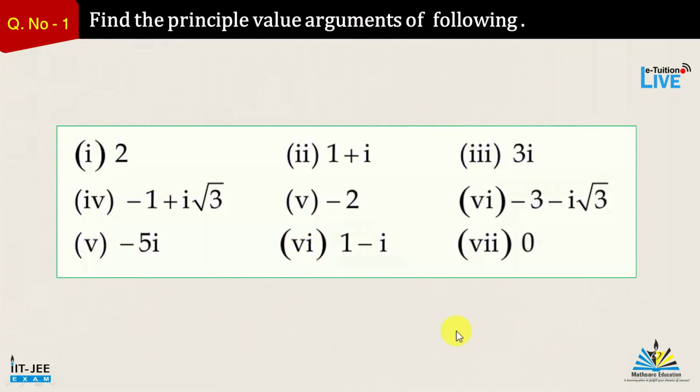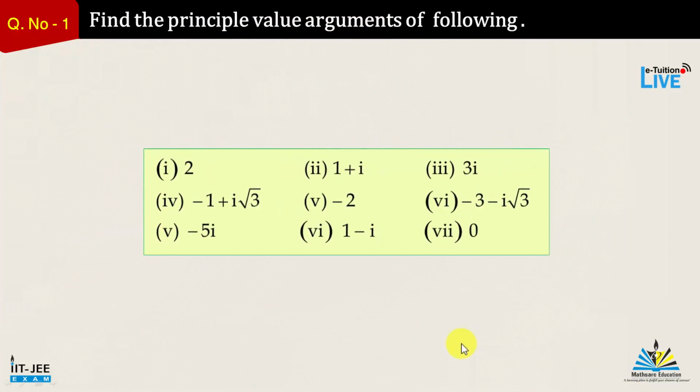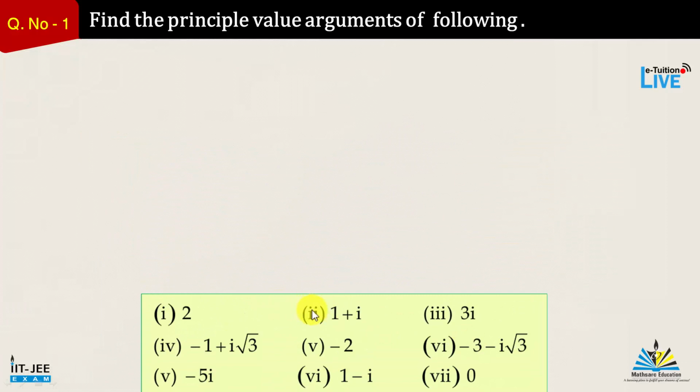Let's have question number 1. Here are a few complex numbers whose principal value argument we need to find. Let's plot them one by one. This is x, this is y, and first we have a complex number 2. So you can say this is 1, this is 2.